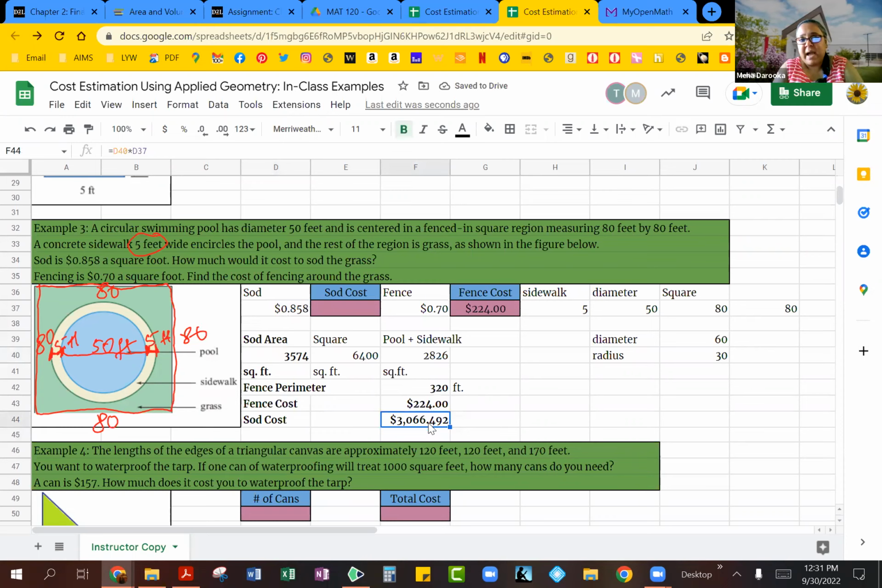Now, this number, guys, we will definitely convert to 2 decimal places. So I'm going to go ahead and decrease my decimal by 1 place. So it will give us just $3,066.49. And that's going to be the cost. Oh, sorry. That will be the cost of purchasing sod. Yeah, very nice, Michael. Terry, very good.